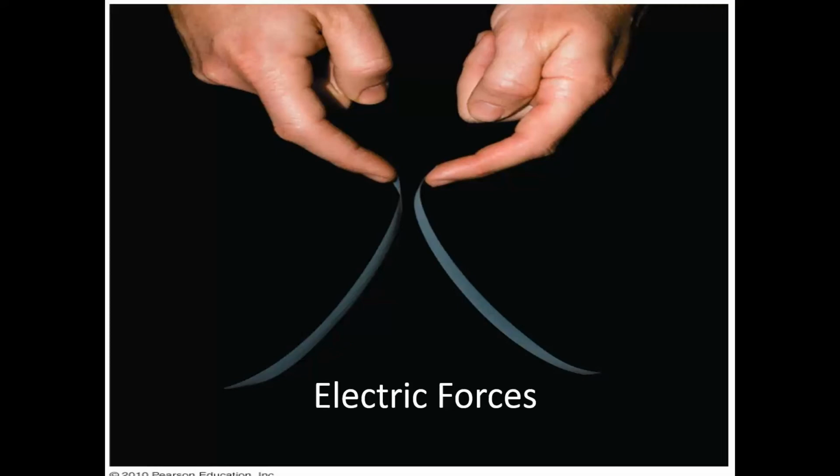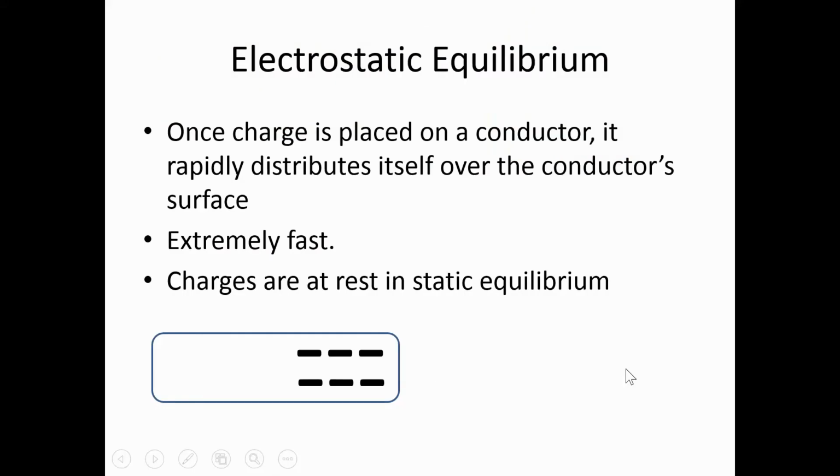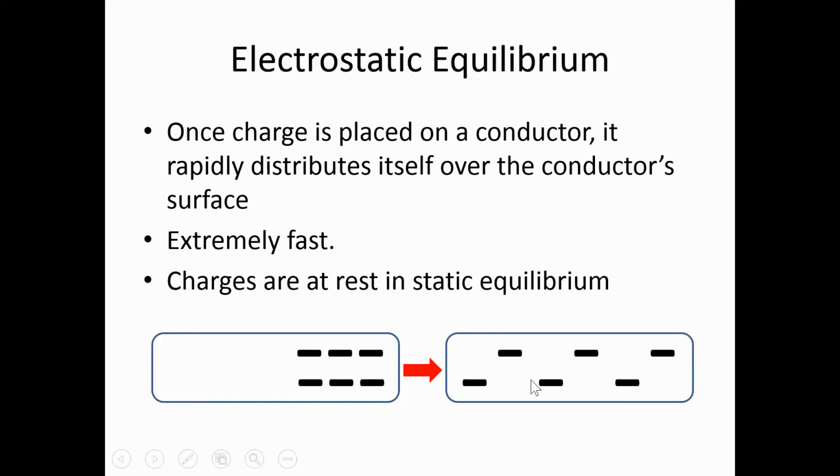This lesson is going to be about electric forces. So if we place a charge on a conductor, what it's going to do is very quickly distribute itself over the conductor's surface. If I had negative charges on a piece of metal, they're not going to stay together because like charges repel. So very quickly you're going to see those charges spread out evenly over the surface. This is extremely fast. And once they're all spread out, this is called electrostatic equilibrium.